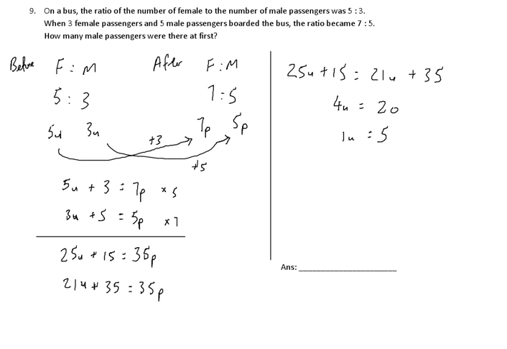So how many male passengers were there at first in terms of units, Jingjie? 3 units. So that will give me 15. Okay, we'll stop here today.